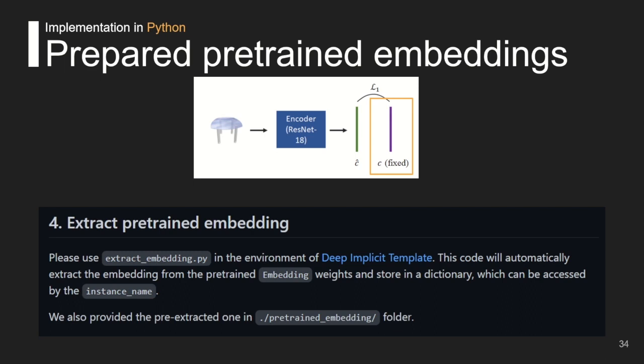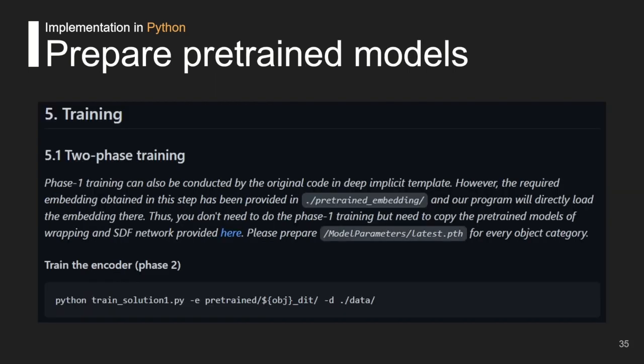We provide a script called extract-embedding.py. You just need to execute it in the repository of the implicit template. This is the repository of the previous work. And finally, please copy the pre-trained model from the previous work and put it into the specific folder. Then you don't need to spend time to train the SDF model.